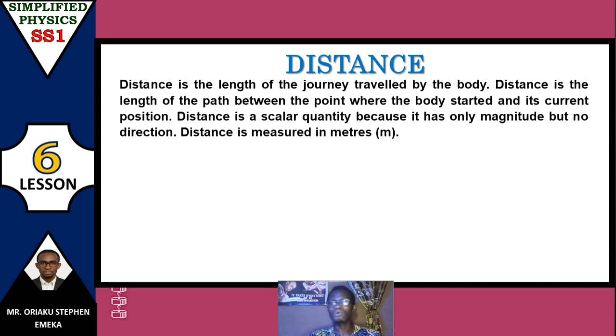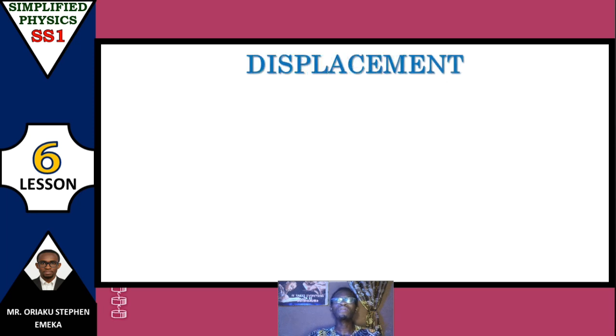Distance is a scalar quantity, because for example, from here to United Kingdom is, let's say, close to 50,000 kilometers. Now it does not actually say if it is from here to United Kingdom or United Kingdom to here, so the direction is not really affected. So distance has only magnitude, no direction, and distance is measured in meters.